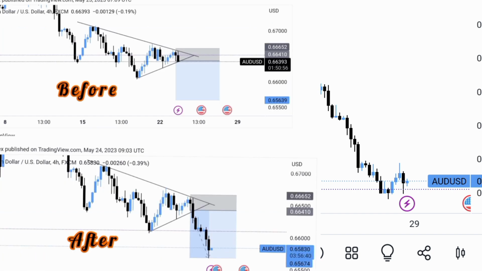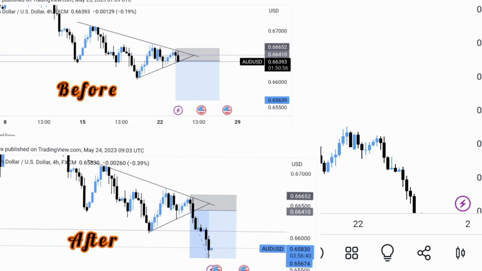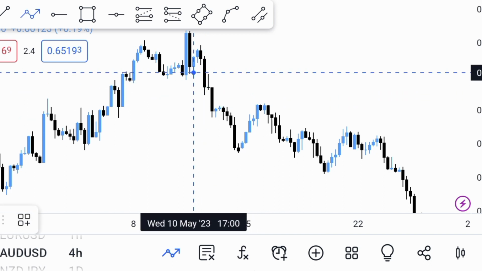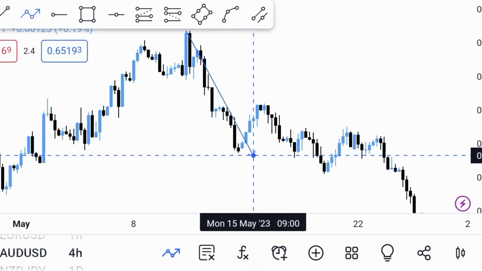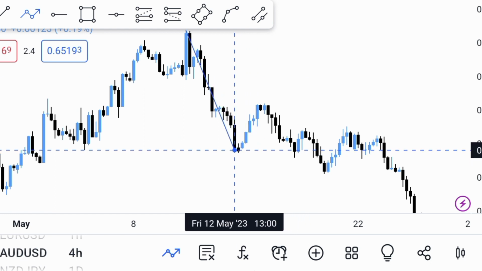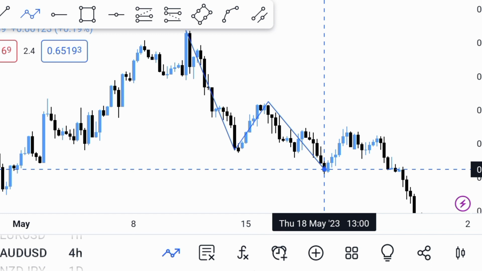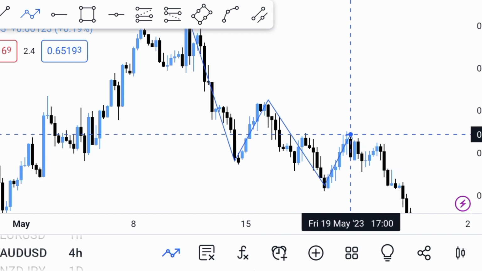On AUDUSD, it's a very simple analysis, just straightforward. I saw this bearish trend, and then this big move to the upside. At this point in time, AUDUSD hadn't got to this point yet. It was forming some kind of chart pattern around here.